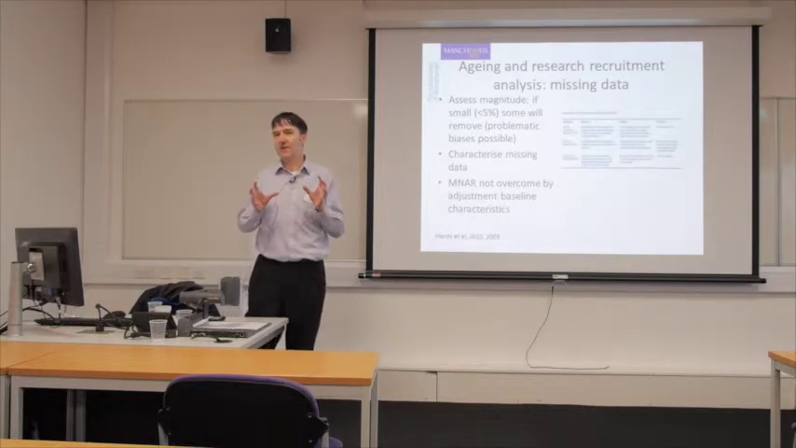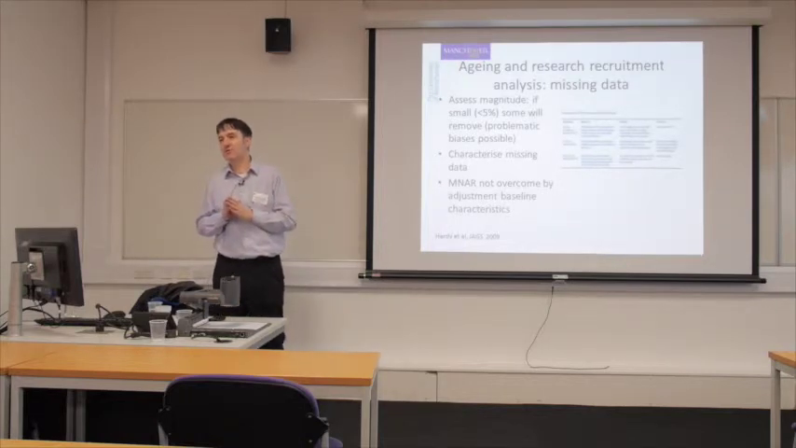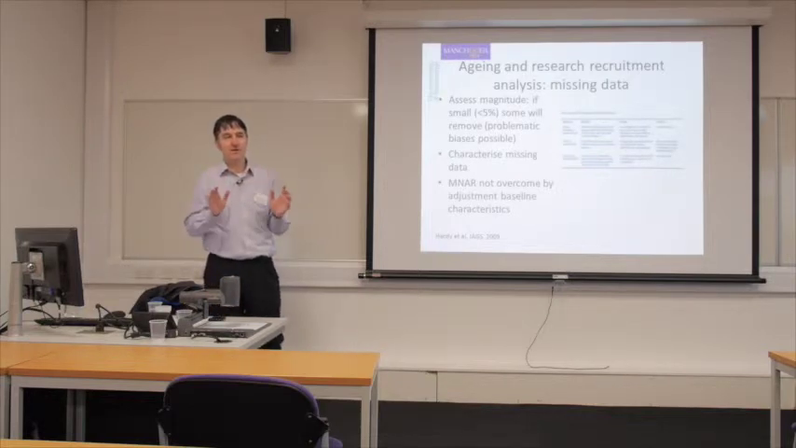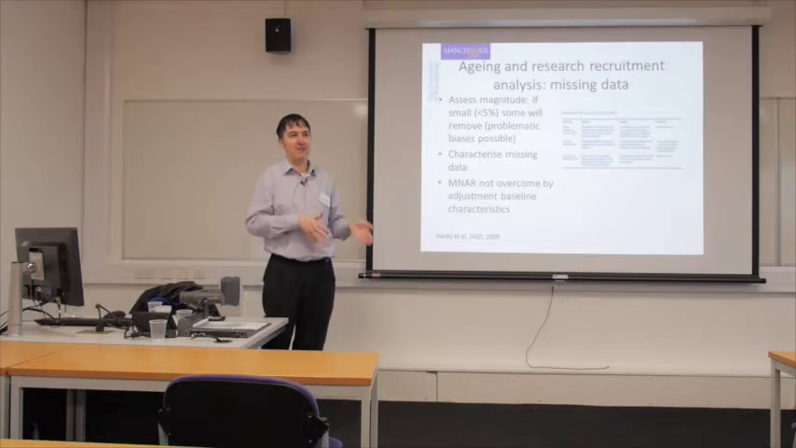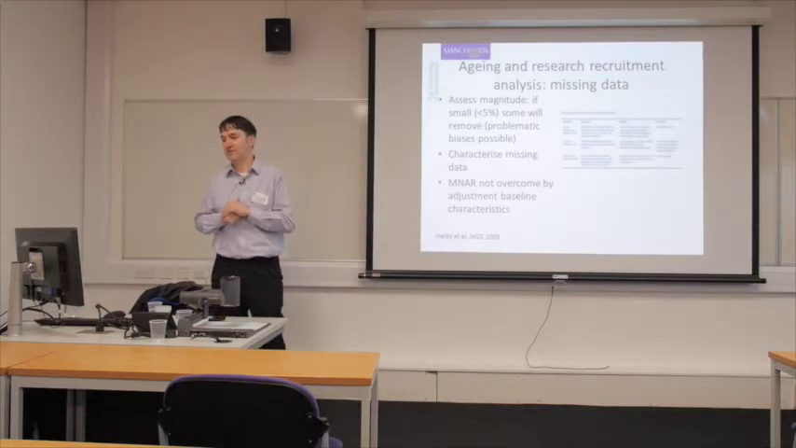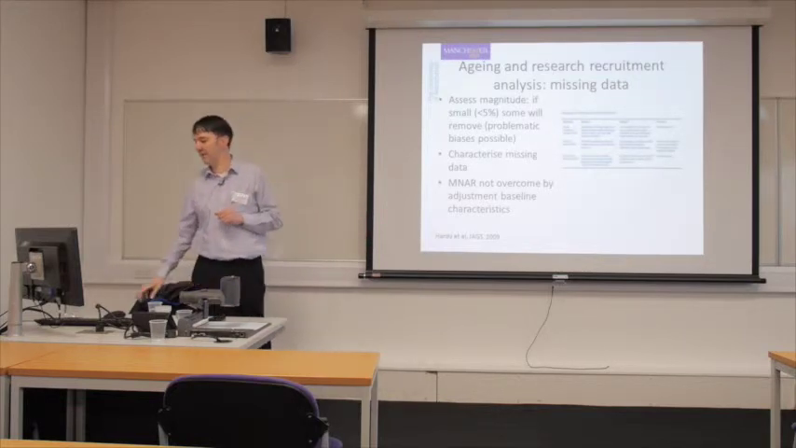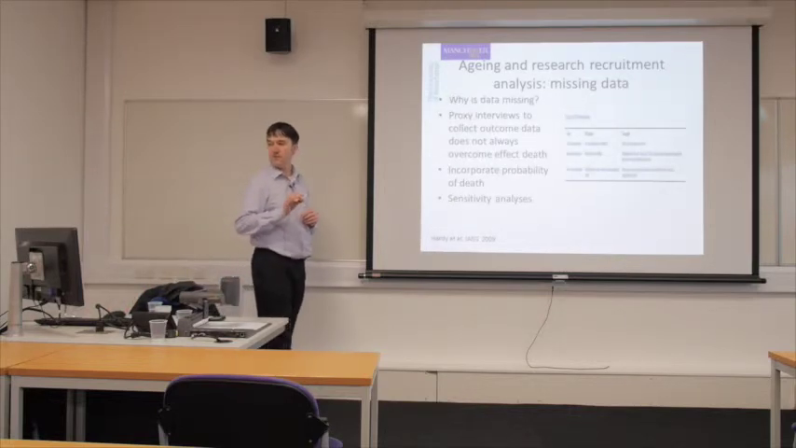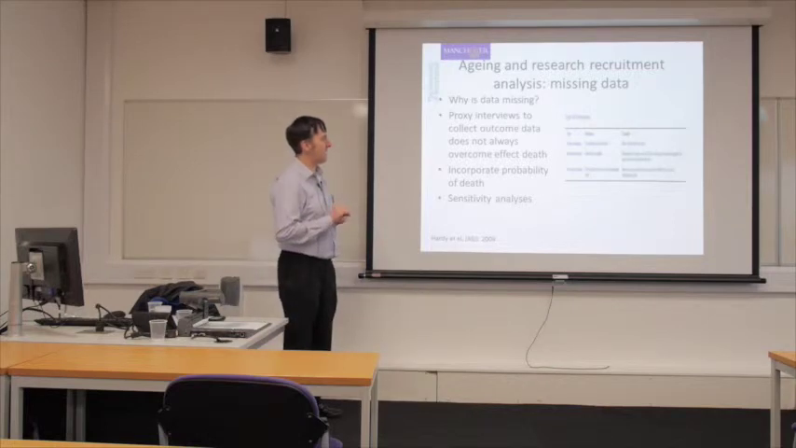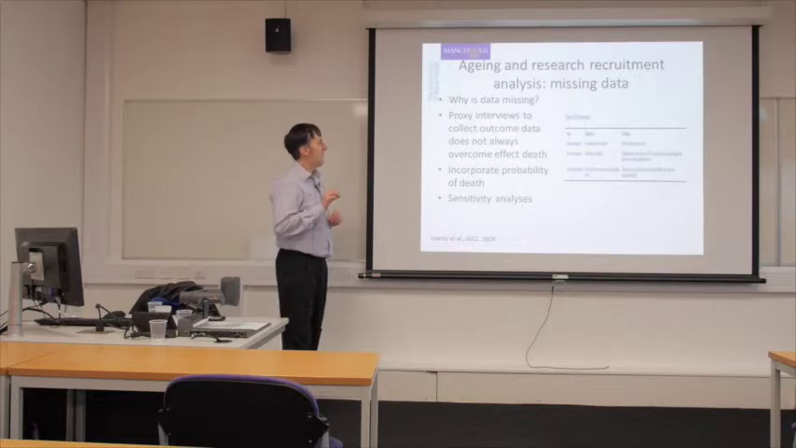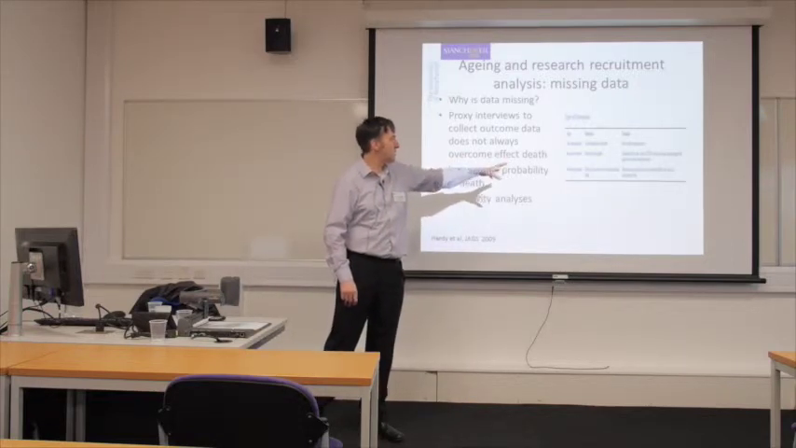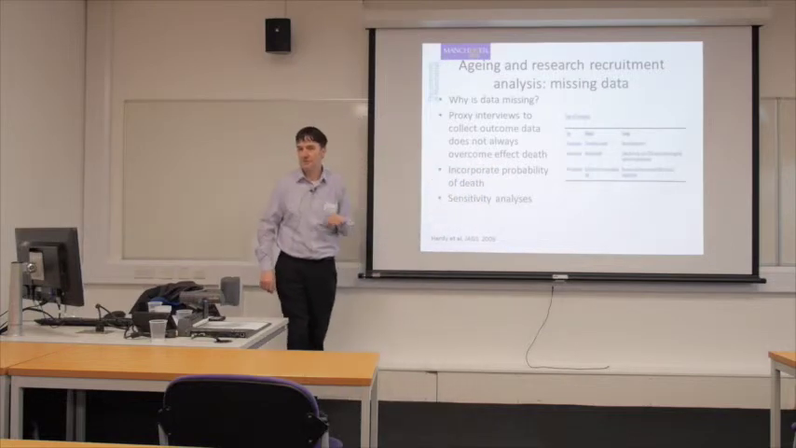And missing not at random is not overcome by adjustment of baseline characteristics. That's what a lot of people do. They say, well, if I adjust my model for baseline characteristics, that will fix it. It will not. It will generally still give you biased results. So you've got to think about why the data is missing. You've got a variety of types of non-response: unit non-response, item non-response, and wave non-response.